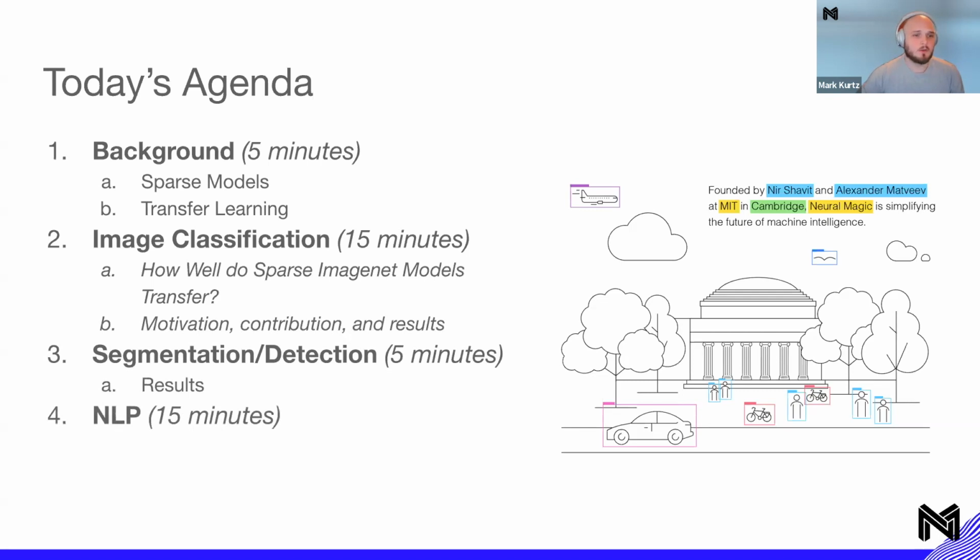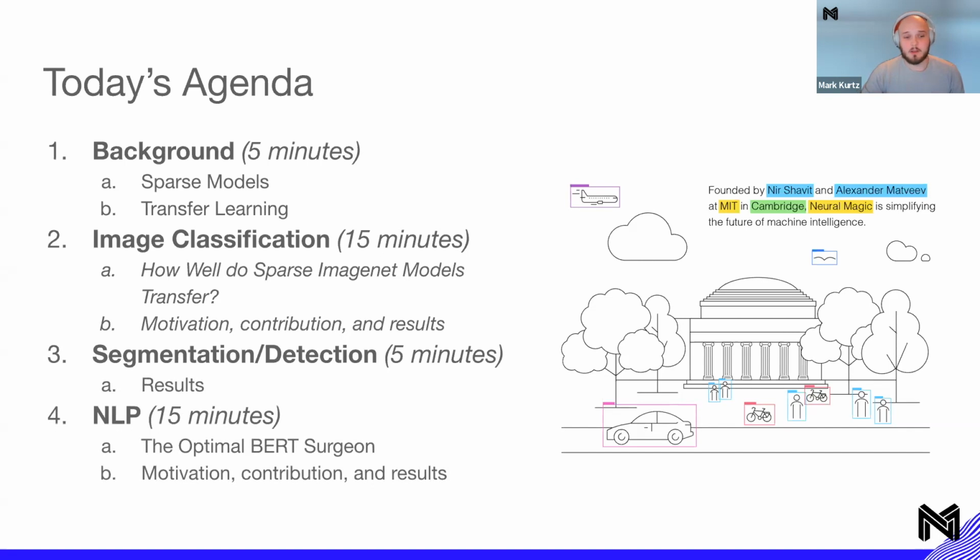And then after that, we'll run through NLP. How well does this work in NLP, specifically through the Optimal BERT Surgeon paper? This is a paper that we put in at EMNLP and we'll be presenting at the next conference as it's been accepted. Additionally, we'll be running through the motivation, contribution, and results from that paper and how that applies to sparse transfer as well. And then finally, we'll go through conclusion and discussion.